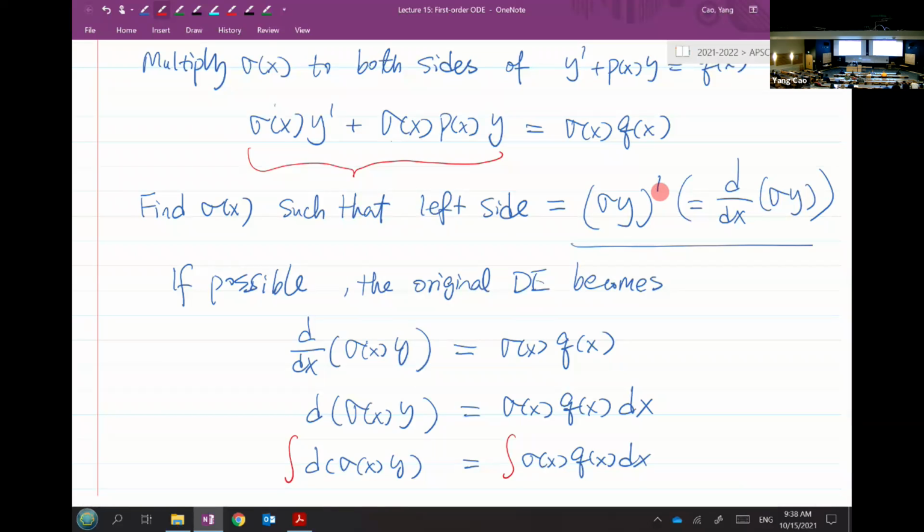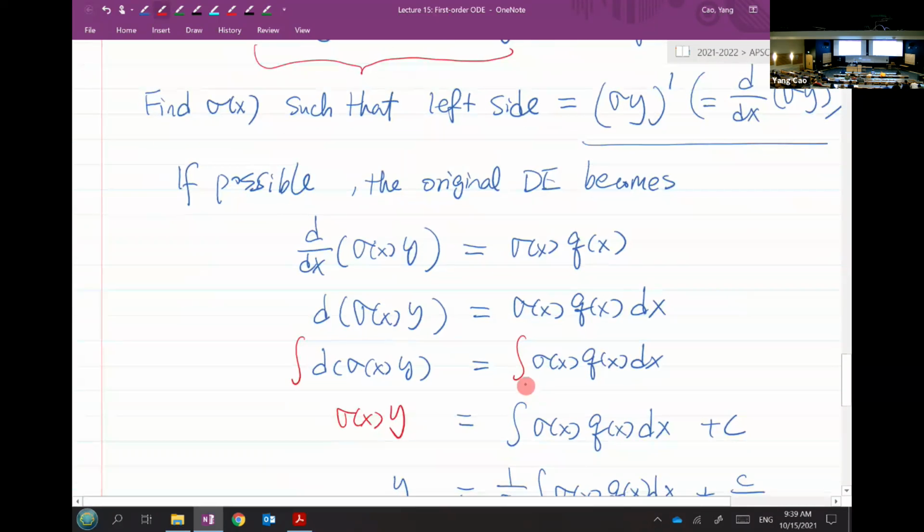this product rule, right? The product rule is when you multiply two functions, taking derivative, you got u prime v plus v prime u. So your idea is you try to rewrite the left side of the differential equation into one single product rule, sigma y prime. So that's the idea of the sigma here. Then from here, you can integrate. So that's why this is called the integrating factor. So then you can separate variable, you can integrate.